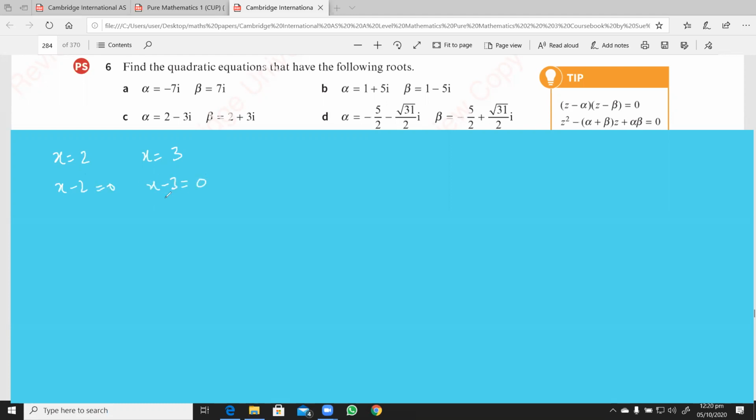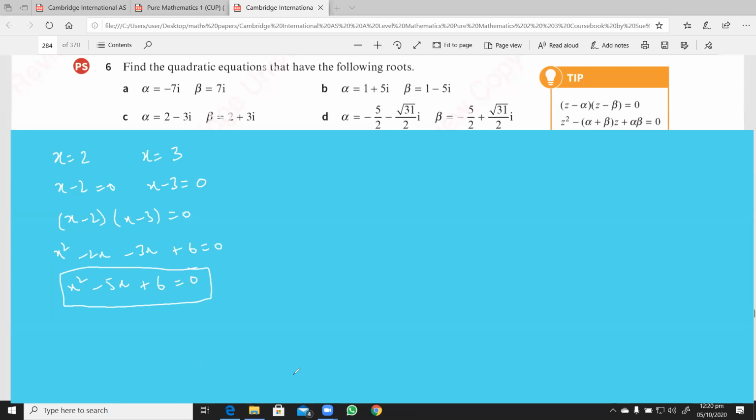So how did you find that equation, if you remember that? So you just go in backwards, in reverse order. This is going to be this, and then you expand. This is x squared minus 2x, and then this is going to be minus 3x plus 6, and then you have x squared minus 5x plus 6. So this is the equation which has these two roots, x equal to 2 and x equal to 3.